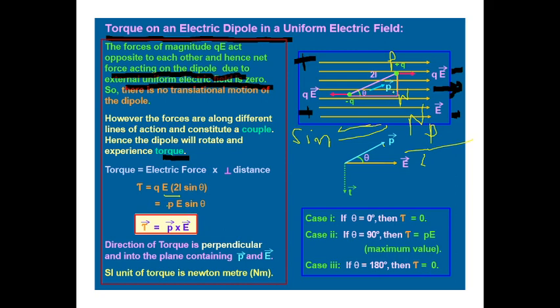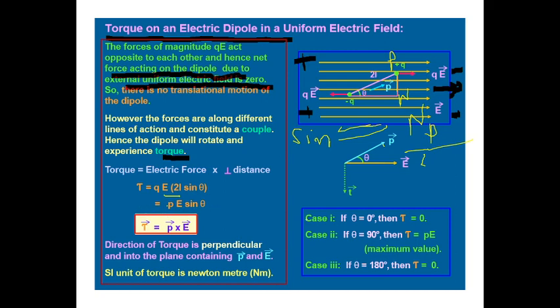If the dipole is placed making an angle of 180 degrees, then sine of 180 is again 0, so torque will be 0. So this is the torque experienced by the dipole when placed in a uniform electric field: tau equals PE sine theta, where theta is the angle between electric field E and dipole moment.